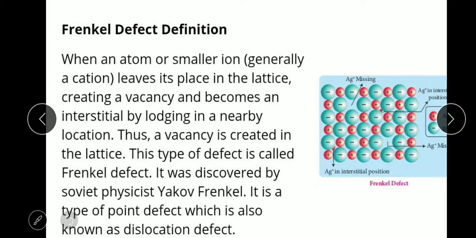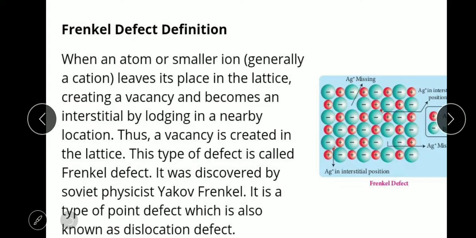Next important one, Frenkel defect. When an atom or smaller ion leaves its place in the lattice, creating a vacancy, it becomes an interstitial by lodging in a nearby location.